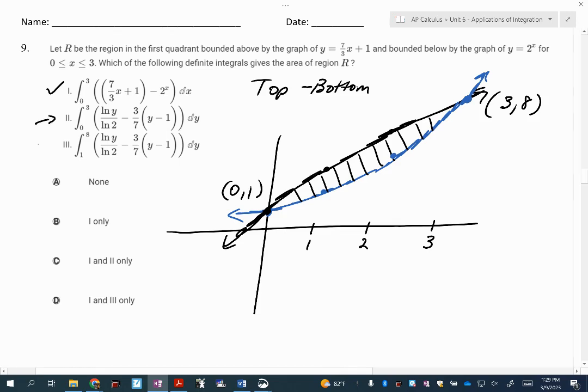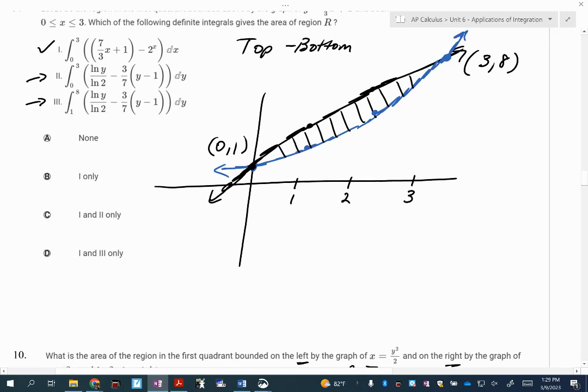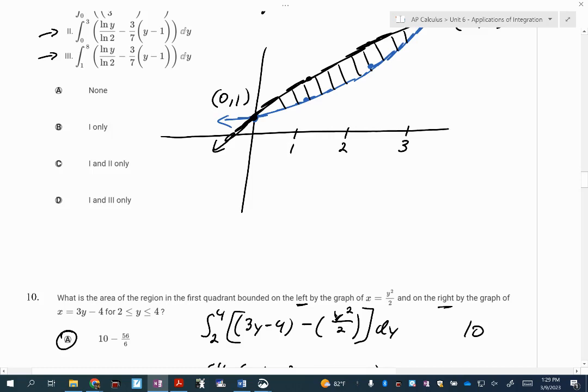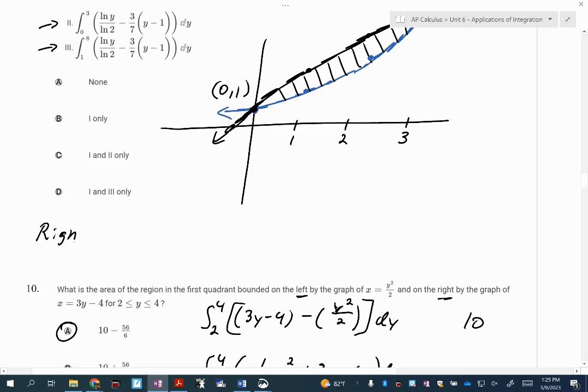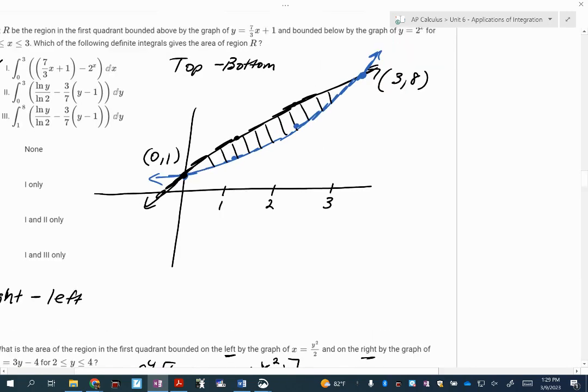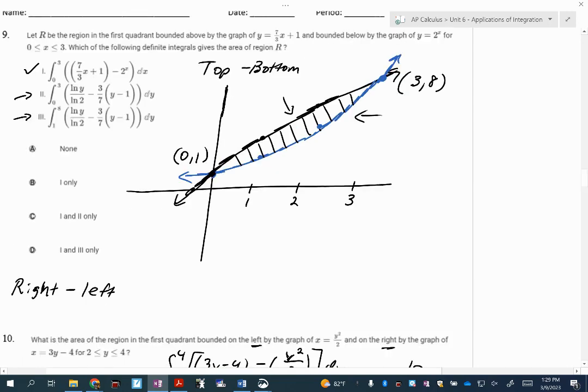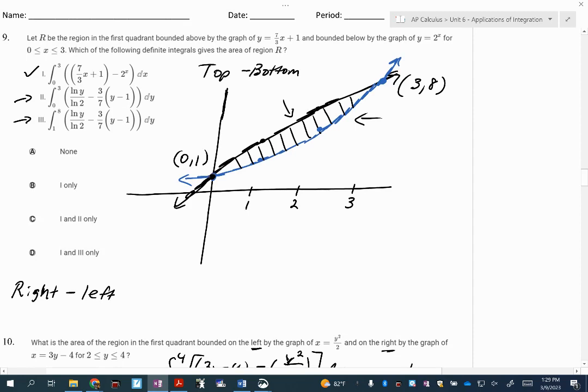Now, when you look at Roman numerals 2 and 3, this is where we're actually going to be taking an integral with respect to the vertical axis. So when I do the vertical axis, I'm actually thinking right minus left. Okay? So if you move from the y-axis, the farthest function on the right is actually this exponential function, and the one on the left is the line. So if I rewrite each of those with x equals as opposed to y equals, I can figure out what that integral would be in terms of using dy as opposed to dx.